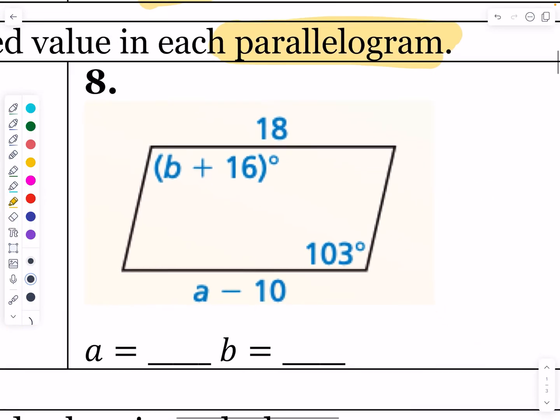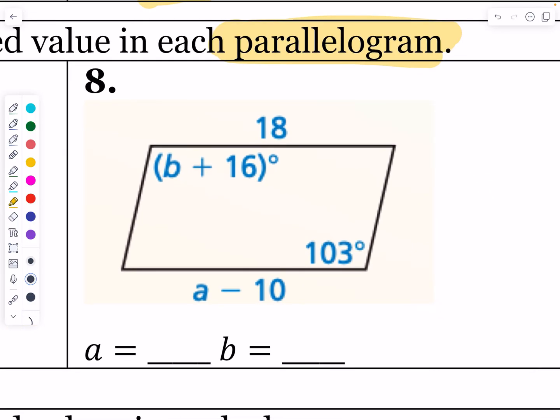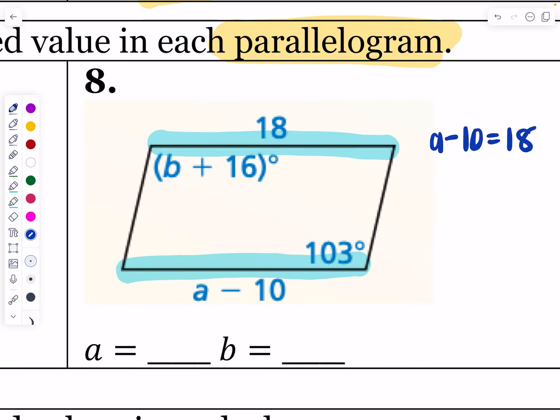All right, in number 8, the properties of a parallelogram tell me that opposite sides of a parallelogram are congruent. So this piece right here, 18, this side length, is going to be equal to A minus 10. So I can take A minus 10 and set that equal to 18. If I add 10 to both sides, because those sides are congruent, I'll get A equals 28. So A must be 28, which would make both of those pieces equal to 18 units in length.